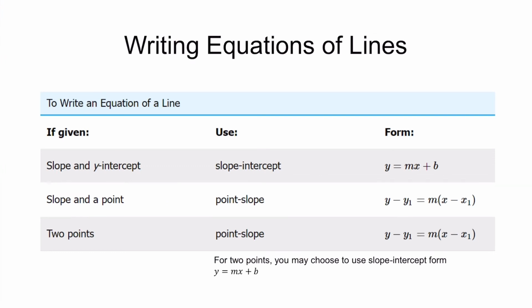So remember, to write equations of lines, it's really going to depend on what kind of information you have. So if you have a slope and a y-intercept, you can use slope-intercept form. If you have a slope and a point, you're going to use point-slope form. If you have 2 points, you can either write your equation in point-slope form, or you can choose to use slope-intercept form and then solve for your value of b.